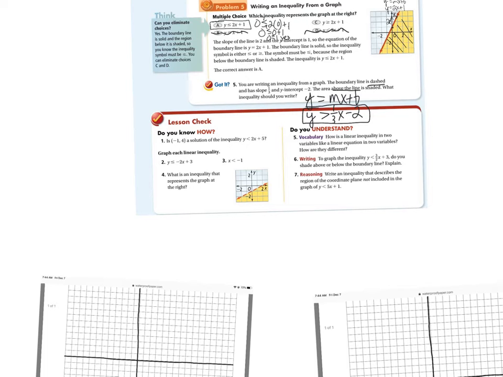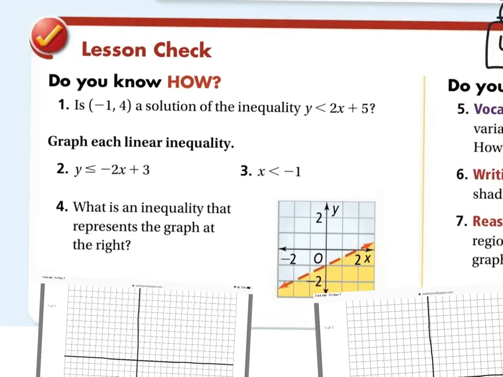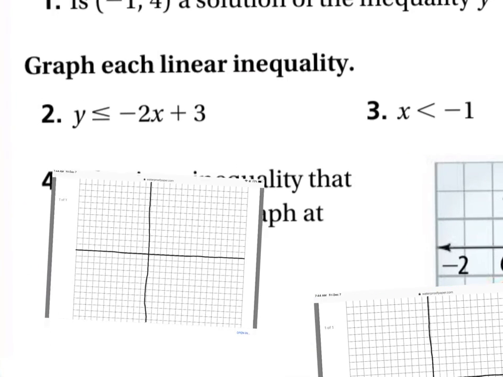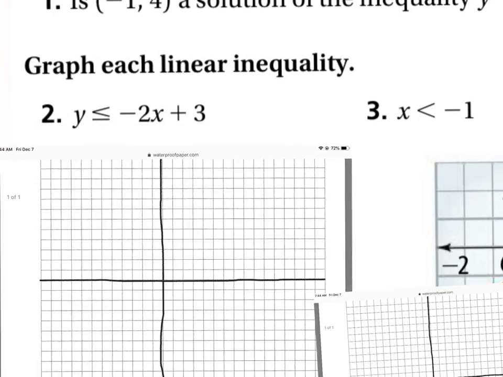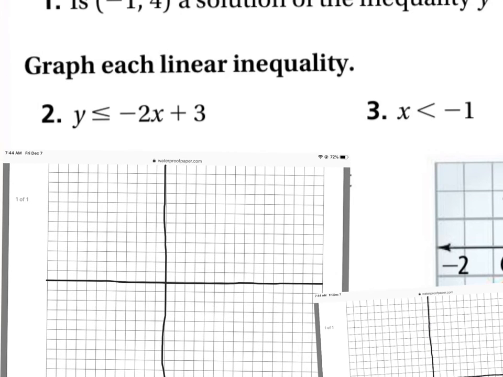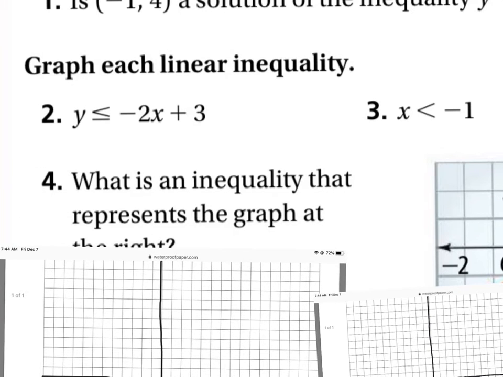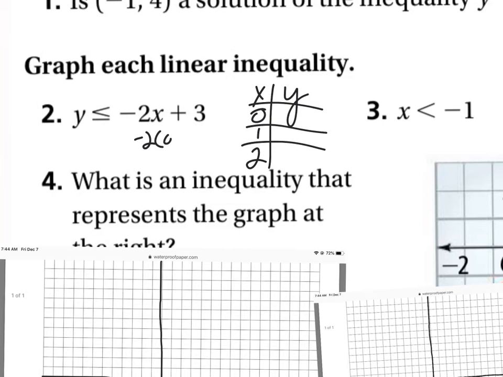If you look at the lesson check number 2, they want us to graph this just to get a little bit more practice here. y is less than or equal to -2x plus 3. So if we just think of y equals -2x plus 3, we can make a chart here. No fractions, so 0, 1, and 2 should work out pretty good. If you put a 0 in for x, -2 times 0 is 0. 0 plus 3 is 3. That's our y-intercept, so you could actually just start 0, 3 automatically.